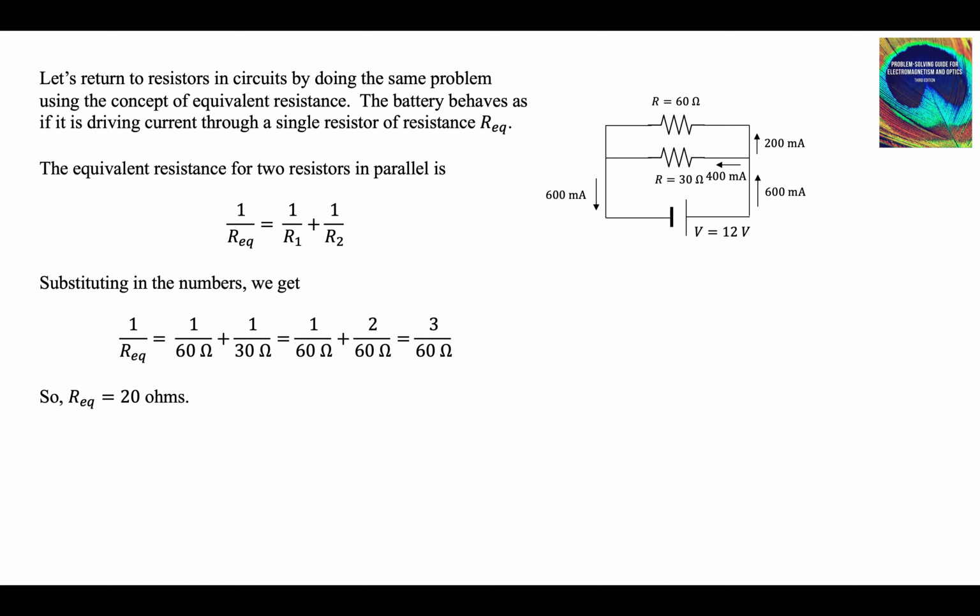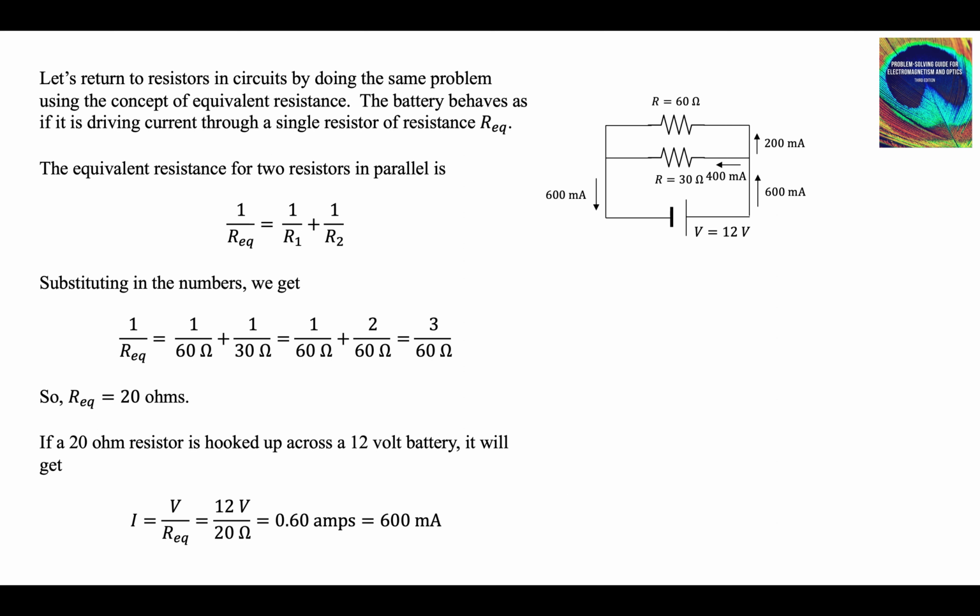The 12-volt battery thinks there's 20 ohms up there, and if you have a 20 ohm resistor, you hook it across a 12-volt battery, it's going to get 600 milliamps of current, and that's exactly what the battery does. The battery doesn't know it's splitting up here. The battery is just feeling the resistance of the circuit and pushing electrons from one side to the other. So it all makes sense.